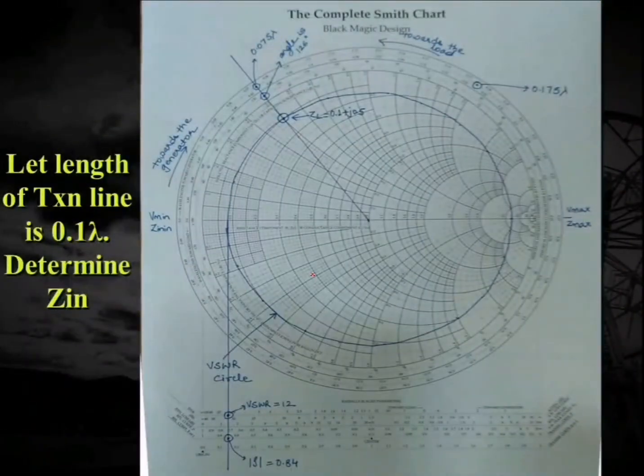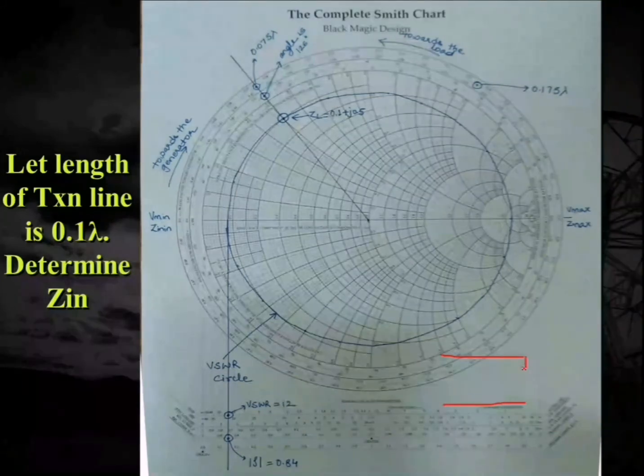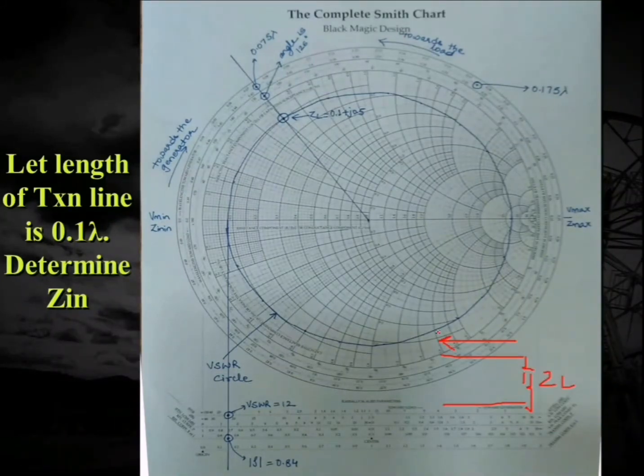Now next is to find the impedance at some length of the transmission line. As I told you, if the transmission line is this, and I have the load impedance over here, this is ZL, and if I have to move towards the source, then I will move in the clockwise direction. I have obtained this value of ZL in the previous example, as 0.1 plus 0.5. I have also obtained this VSWR circle.